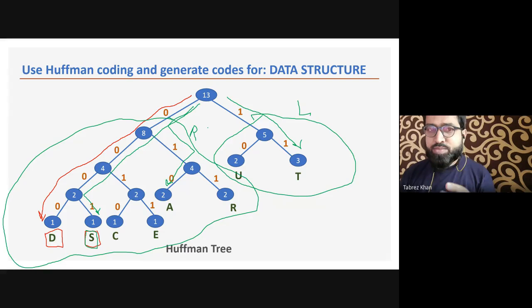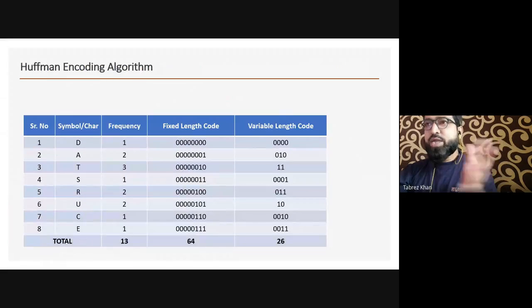For example, in case of D, it would become 1000 instead of 0000. So only the codes would change, but the length of the code would not change. And we are concerned with the length of the codes, because that way only we'll be compressing. That way only we'll be reducing the size of the overall data. Okay, so please make those changes, and then you finally create this table. And once you create this table, then your problem is solved.